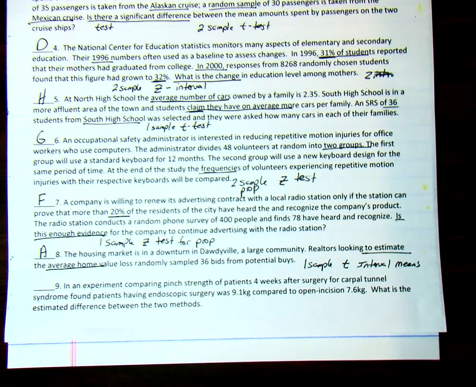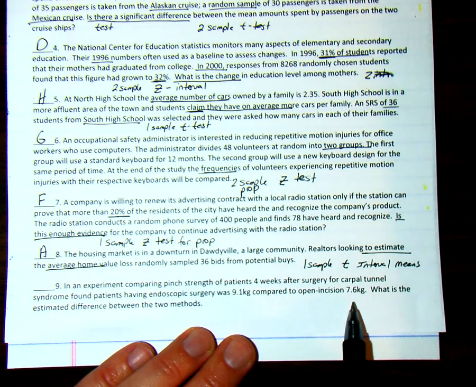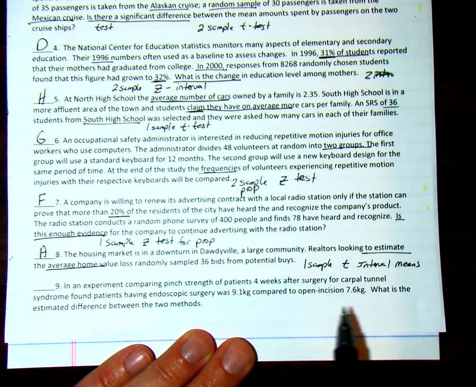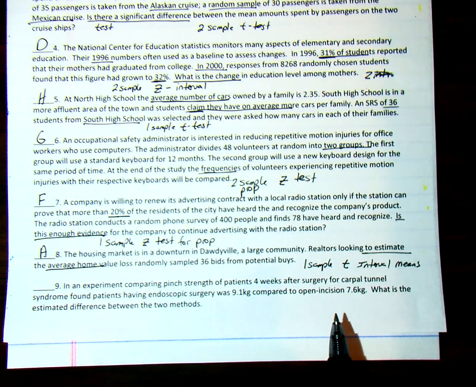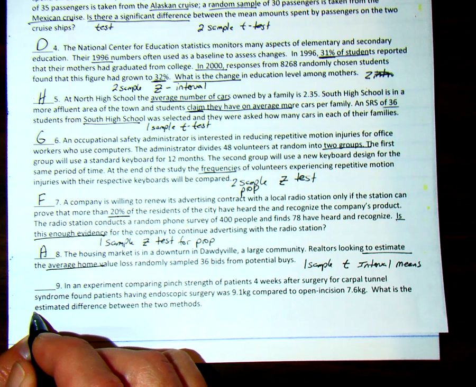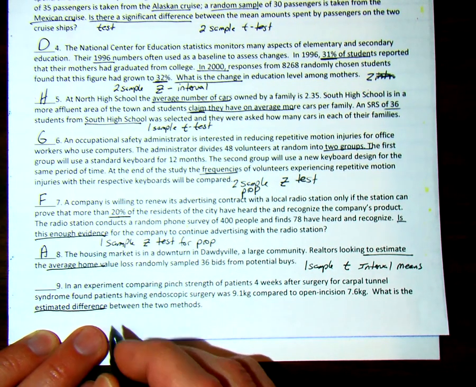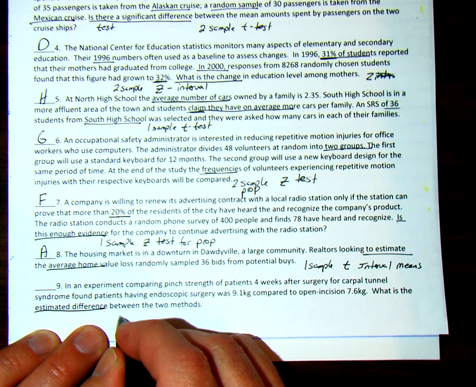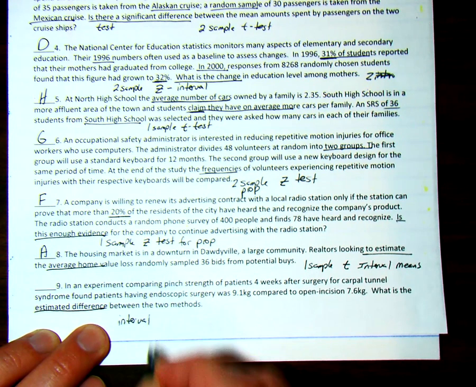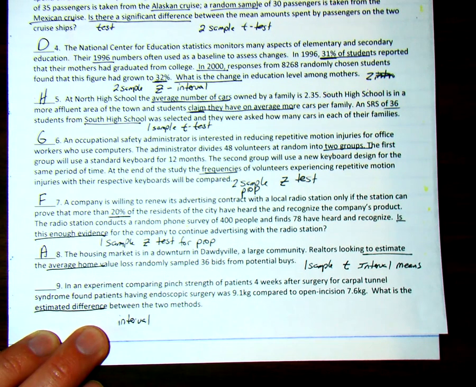In an experiment comparing the pinch strength of patients 4 weeks after surgery for carpal tunnel syndrome, patients having the endoscopic procedure averaged 9.1 kilograms, compared to the open incision at 7.6 kilograms. What is the estimated difference between the two? So they're asking me to estimate a difference, so that means we're going to estimate an interval. Process of elimination says we only have one left, but we're still going to talk through it.